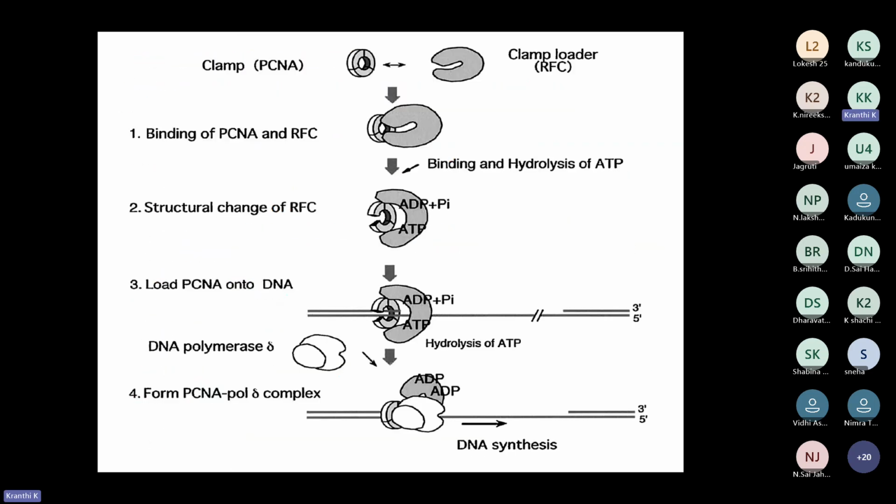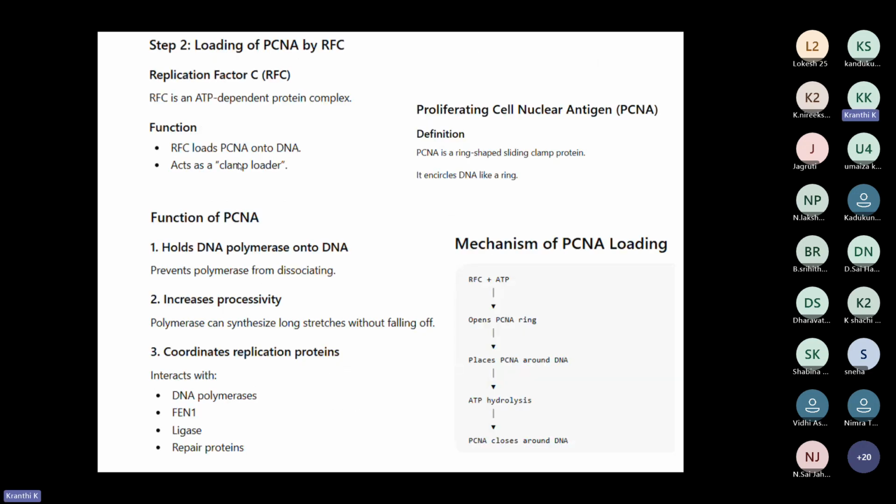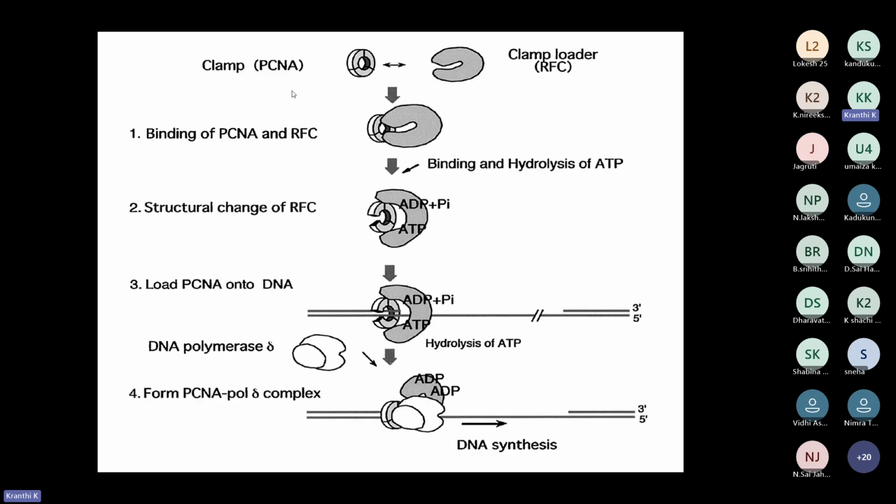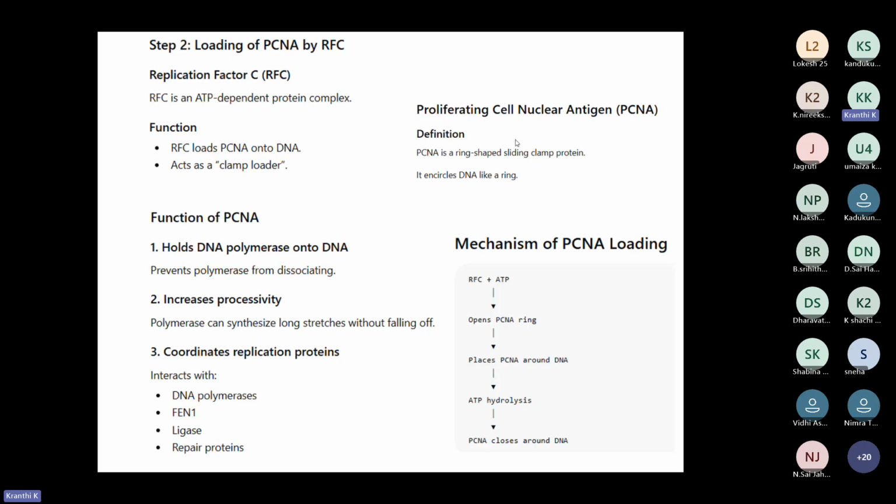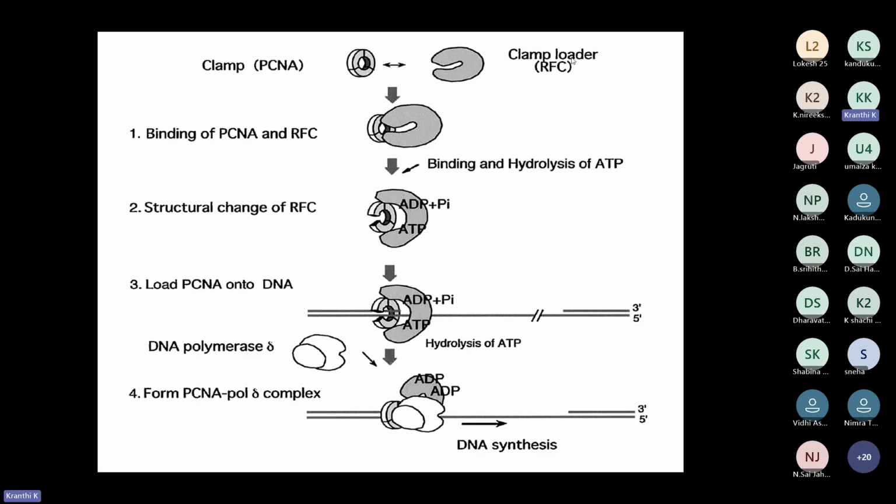Yeah, there is one, PCNA. PCNA means proliferating cell nuclear antigen. So this is called the PCNA, proliferating cell nuclear antigen. Okay, so for this proliferating cell nuclear antigen there is one clamp loader. We call this the RFC.